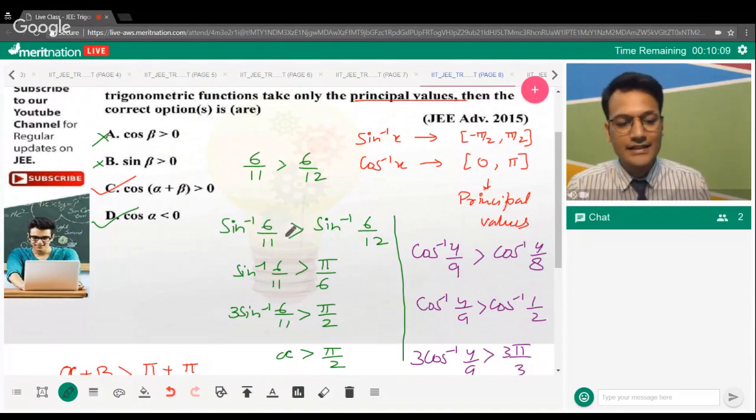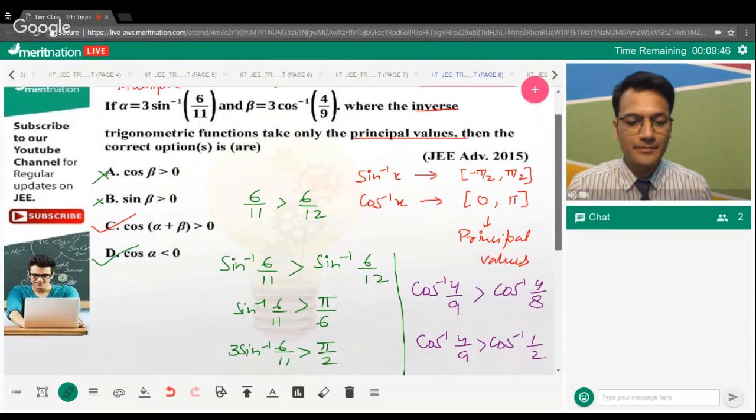If it's an increasing function, the higher the value of the domain, the higher the result. Ayush, you might not have done increasing and decreasing functions, that's why you might not be very clear with that, but it will become clear once you are through with it. So a higher value gives a higher outcome. So 3 sine inverse of 6 by 11 will be greater than pi by 2. And this was alpha. So alpha is greater than pi by 2.